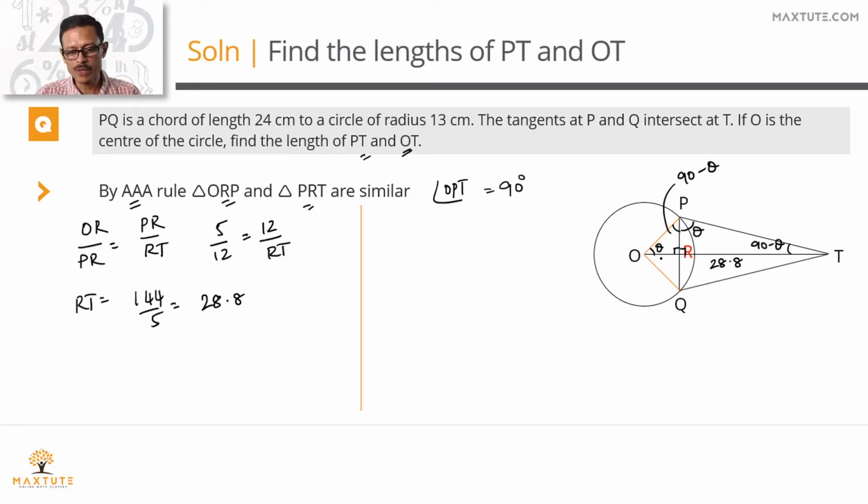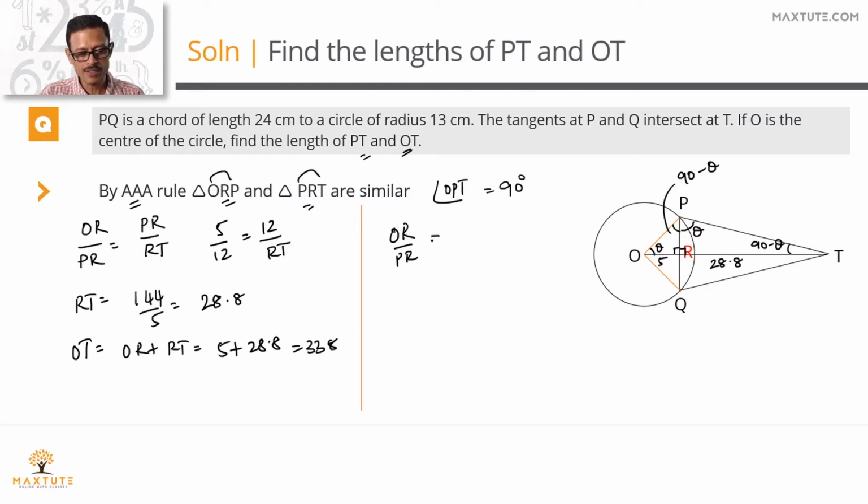We already computed OR to be equal to 5. So the measure of OT is nothing but OR plus RT, which is equal to 5 plus 28.8, which is equal to 33.8. So one measure we have already found out. The second measure I'm going to find out by establishing one more set of proportions. The first one is the same, OR divided by PR. I'm going to pick basically OP and PT. This is equal to OP divided by PT.